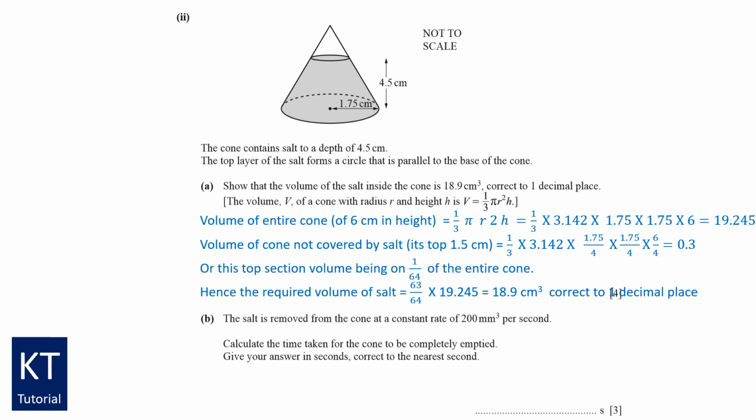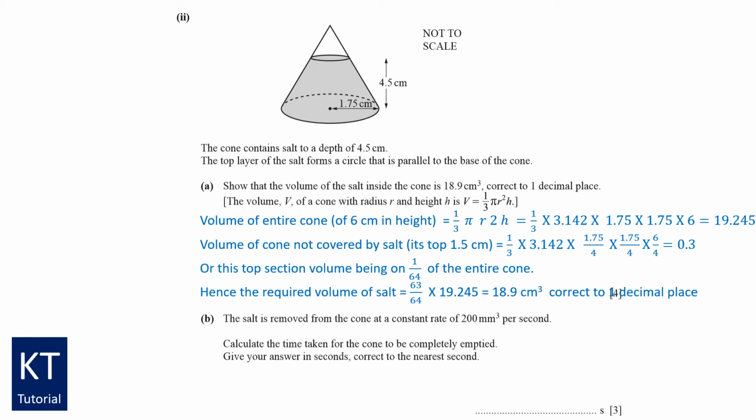The first being identifying the volume of the entire cone, then subtracting this by the volume of cone not covered by the salt. In the second method, we know that the height of the top section is only 1/4 of the entire. This translates to the volume being 1/4 to the order of 3 of the entire. This means the volume for the top section is 1/64 of the entire cone, and that translates to the required volume of salt being 63 out of 64 of the entire volume of the cone.